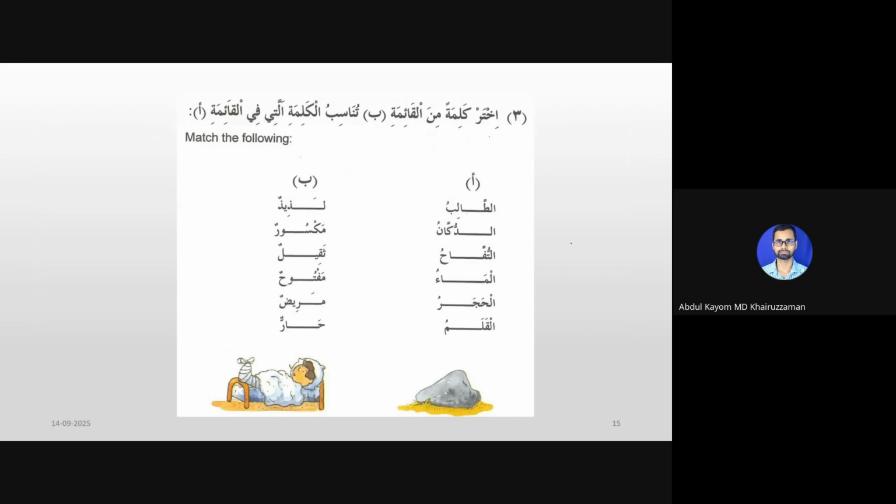Next, here we have two columns of words, right? So we have to match them. If we choose one word from this column, alif, and another from ba, it will make a complete sentence. So we have to match with a suitable word. Like the first word given, at-talibu. Which one should I put? Maridun. At-talibu maridun. The student is sick.